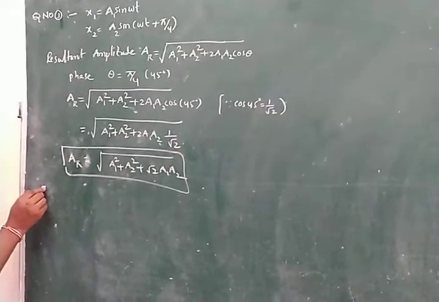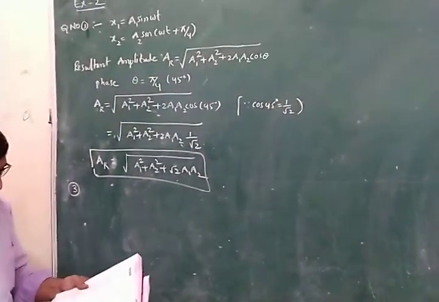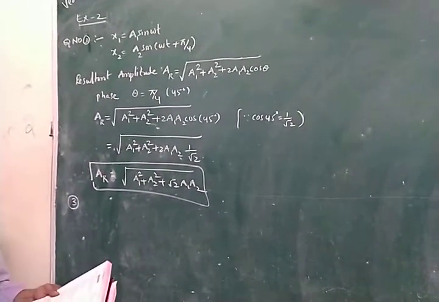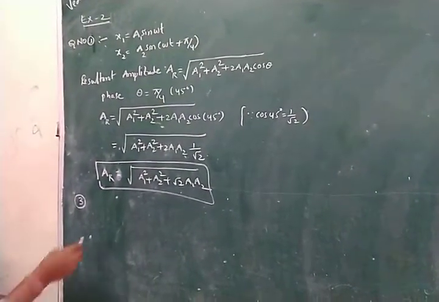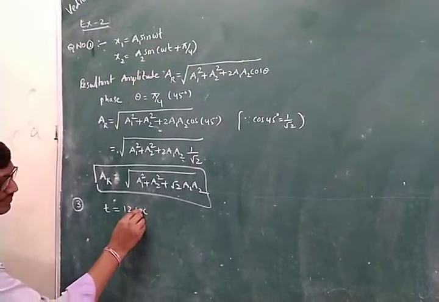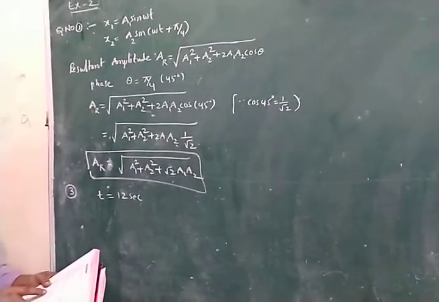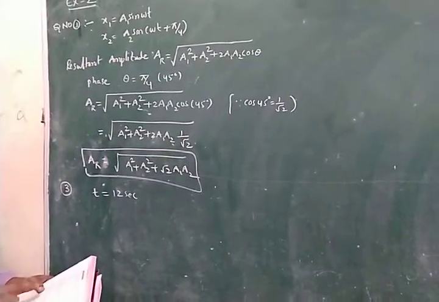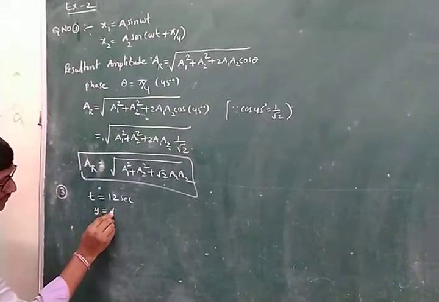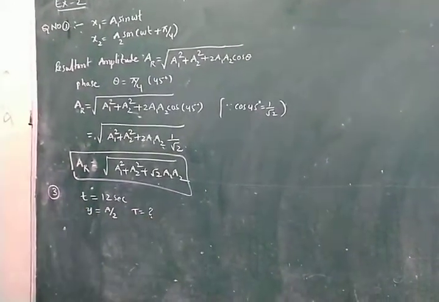Now we are discussing question number 3. The time period of a particle performing linear simple harmonic motion is T equal to 12 seconds. What is the time taken to make a displacement equal to half of its amplitude? The displacement is given by y equal to half of the amplitude. That means how much time is taken.